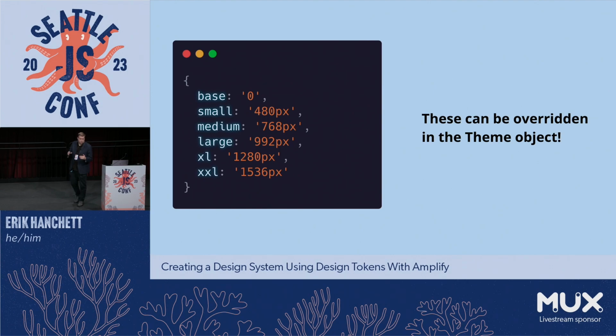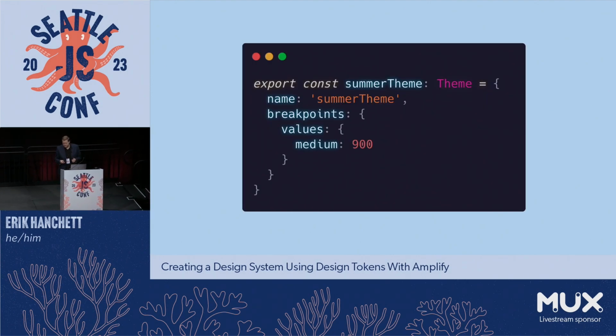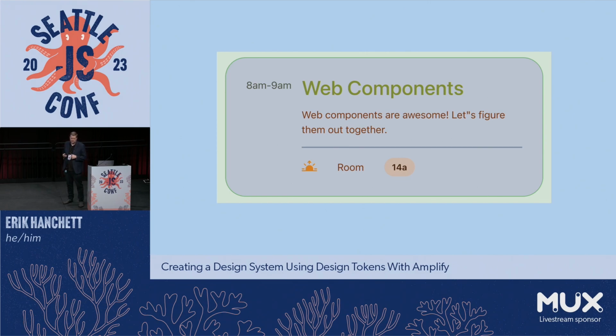All right, so we have breakpoints that we can add directly into our theme object. And we can override those breakpoints. So in this case, we have medium 900. So instead of writing a bunch of media queries, we can have it directly inside our theme object, and with our library, we can change the breakpoints depending on the sizes and do different things.